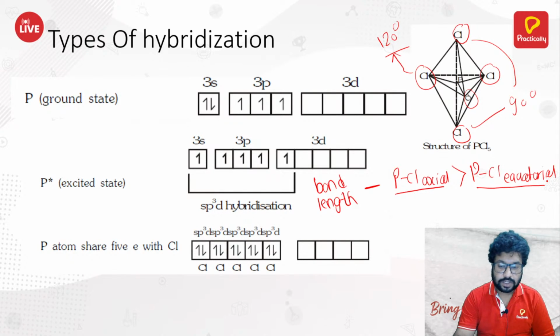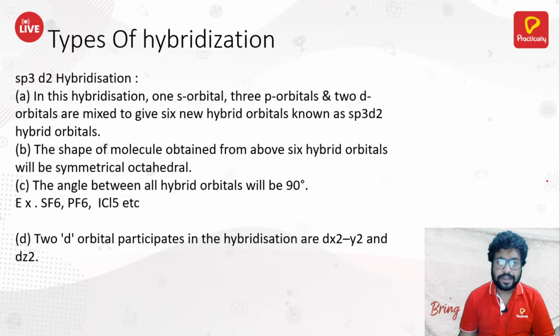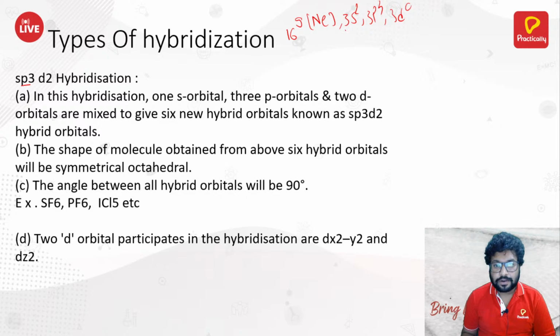Okay, so next we had seen sp3d. Now next is sp3d2. sp3d2 happens in case of sulfur. Remember, in sulfur, the atomic number of sulfur is 16. So neon 3s2, 3p4, 3d0. So you have 2 electrons here, 4 electrons in your p, right? And 0 electrons in d.